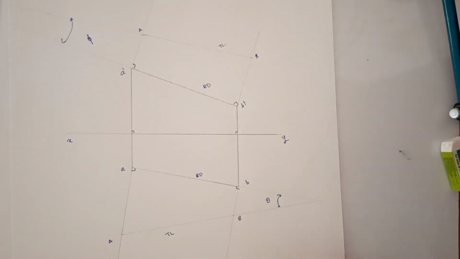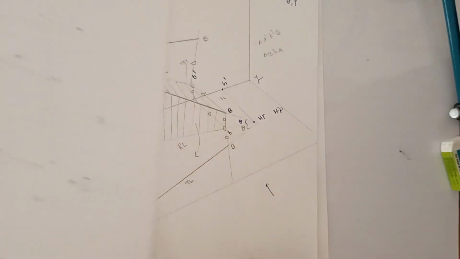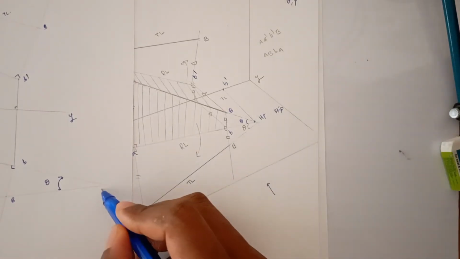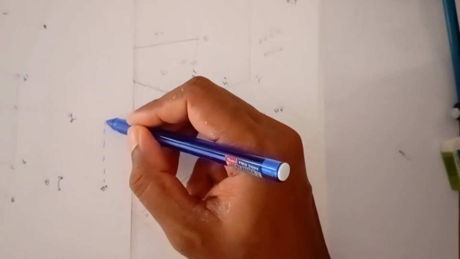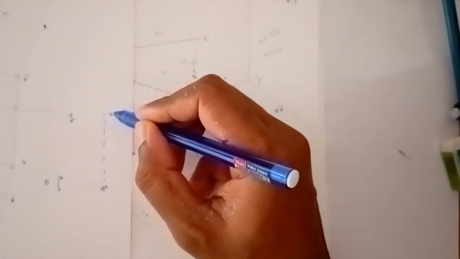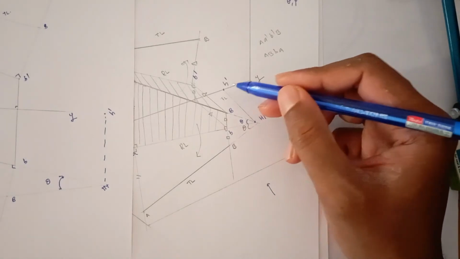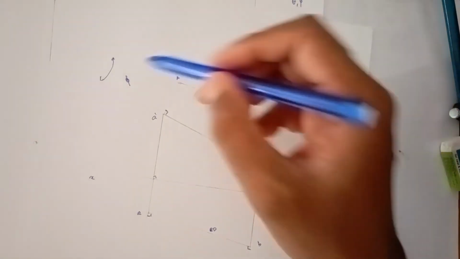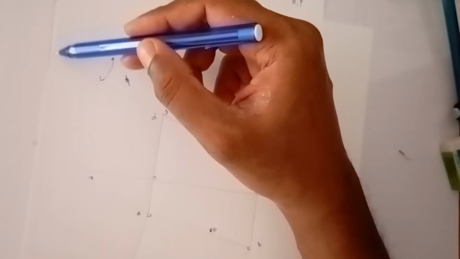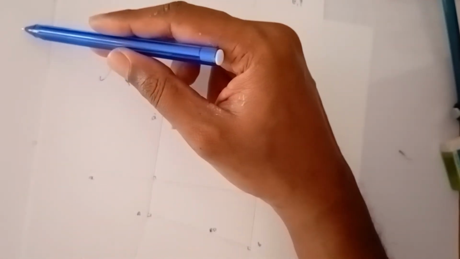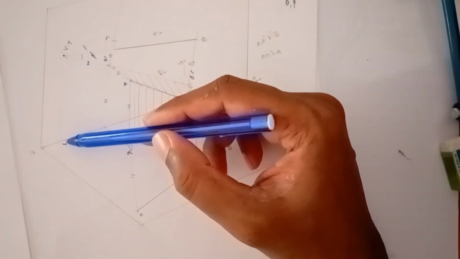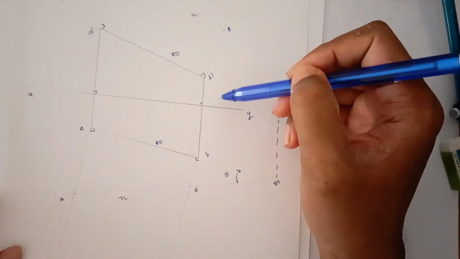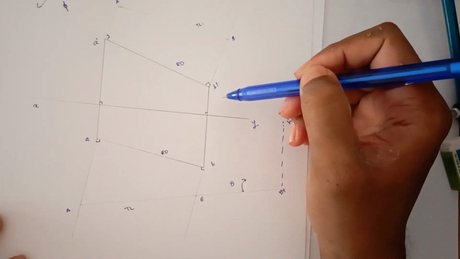And what about this one? See, this point is known as the horizontal trace, and when you drop a perpendicular, it will meet the XY line, that is known as H dash. Likewise, when you extend both the lines, they will meet at some point. That point is known as VT, and the front view of the point is V. This method is known as the plane rotation method.